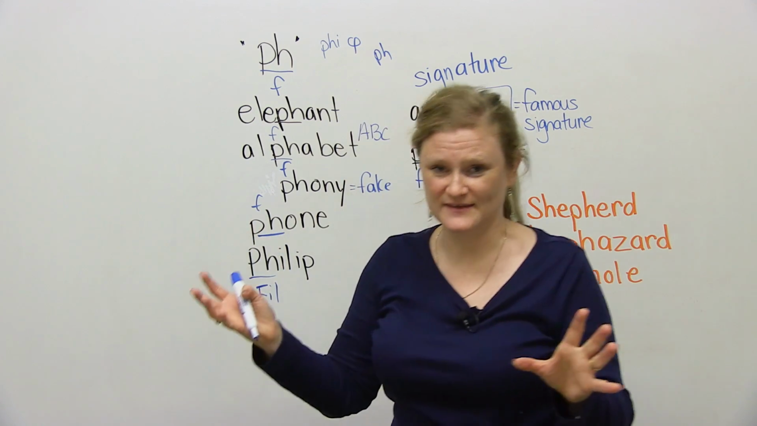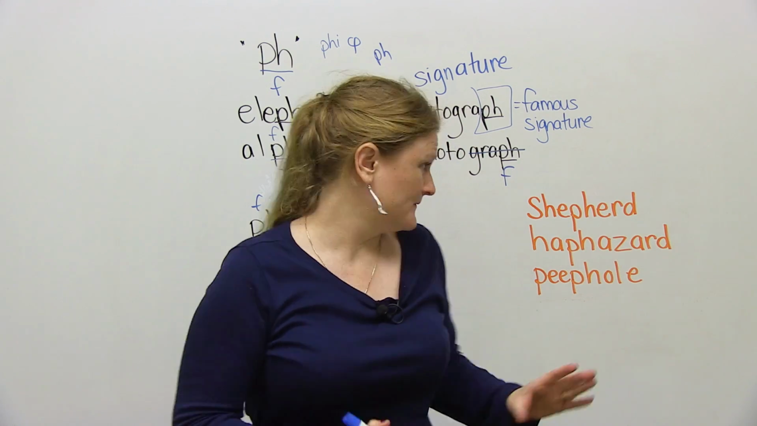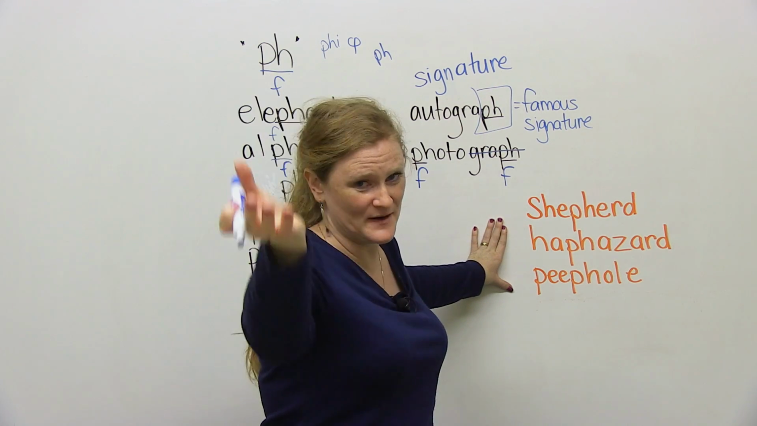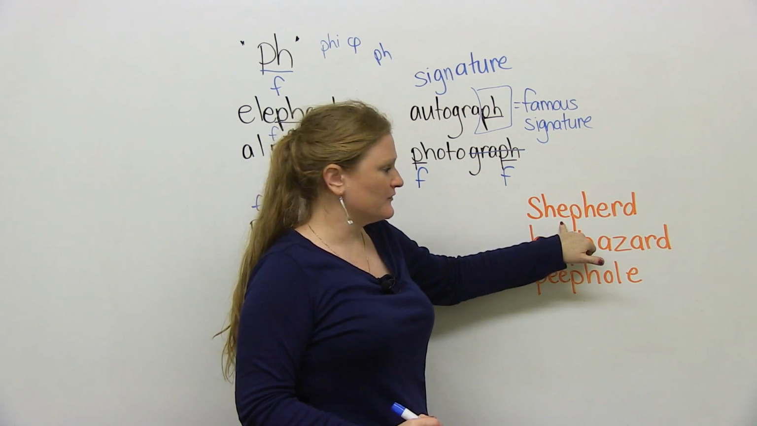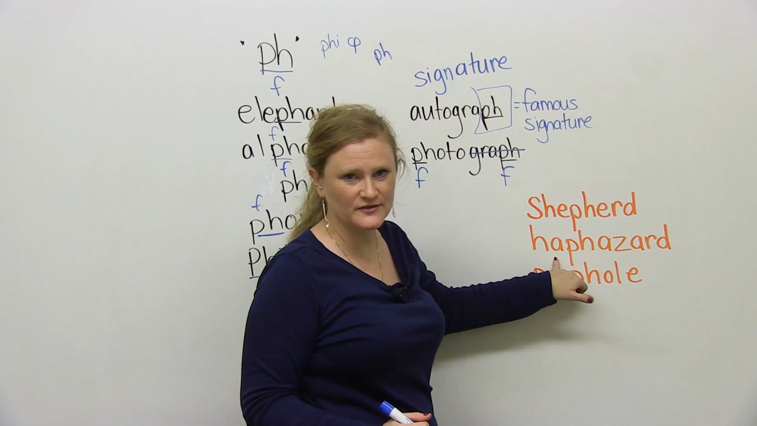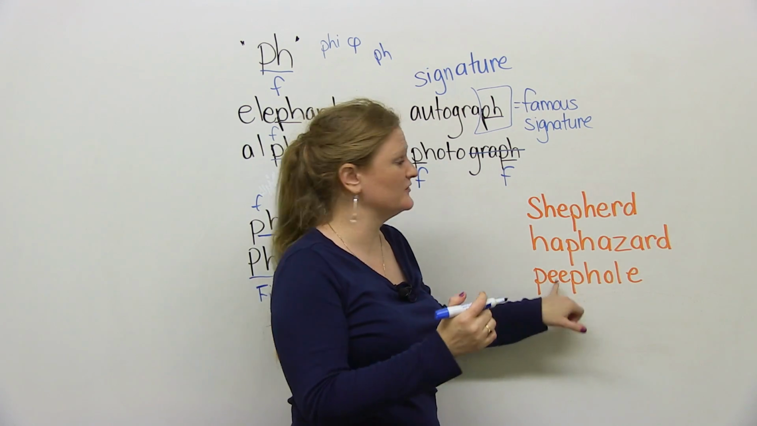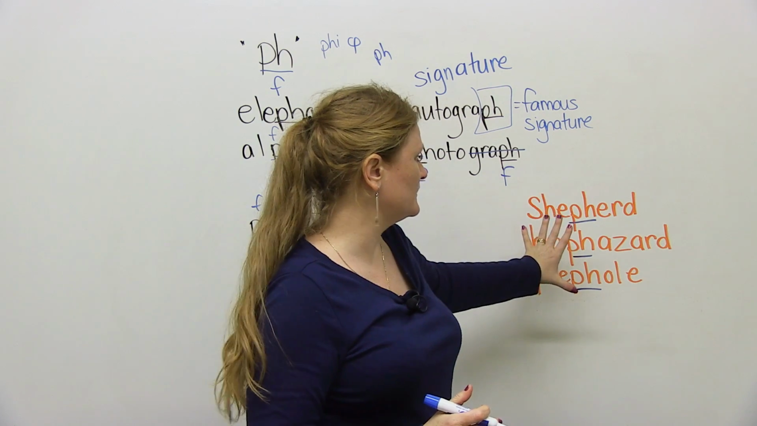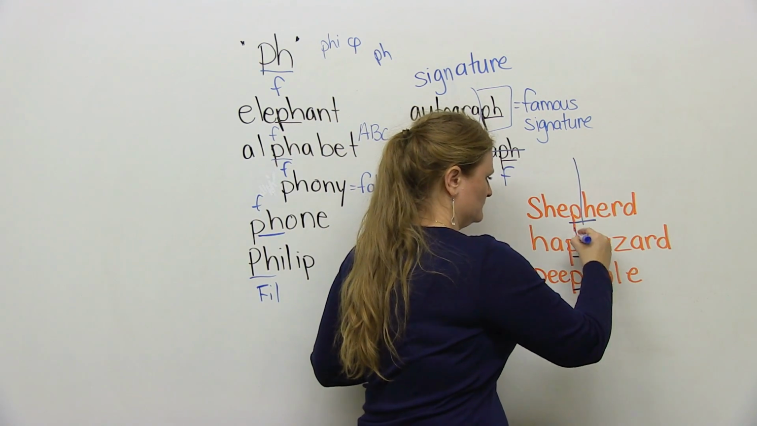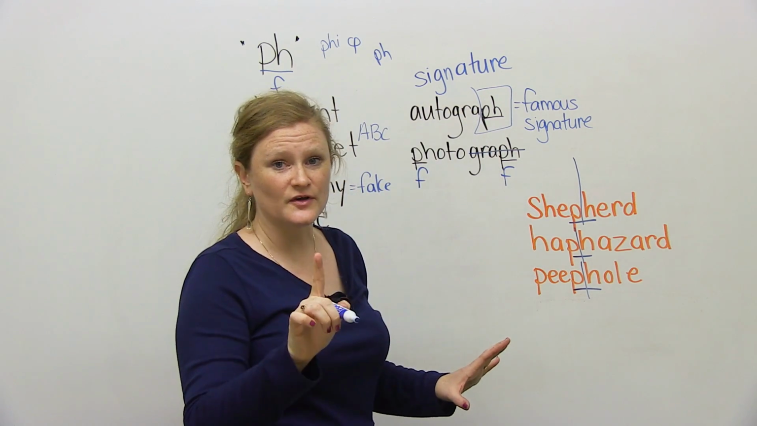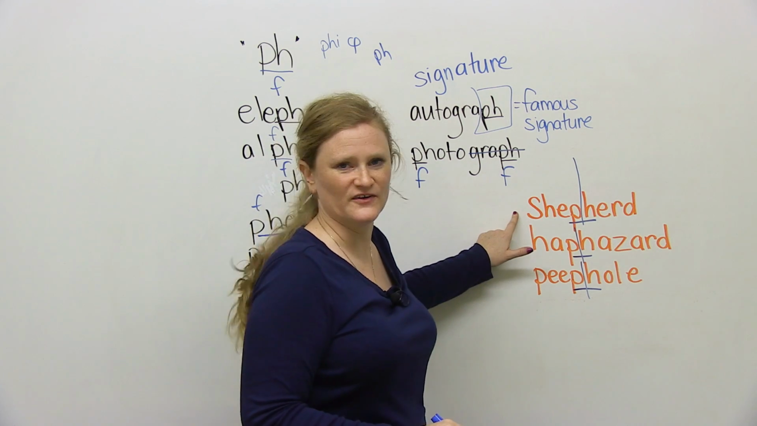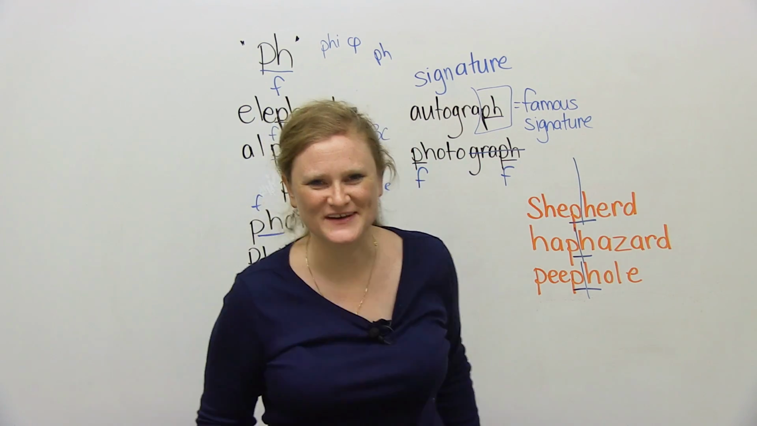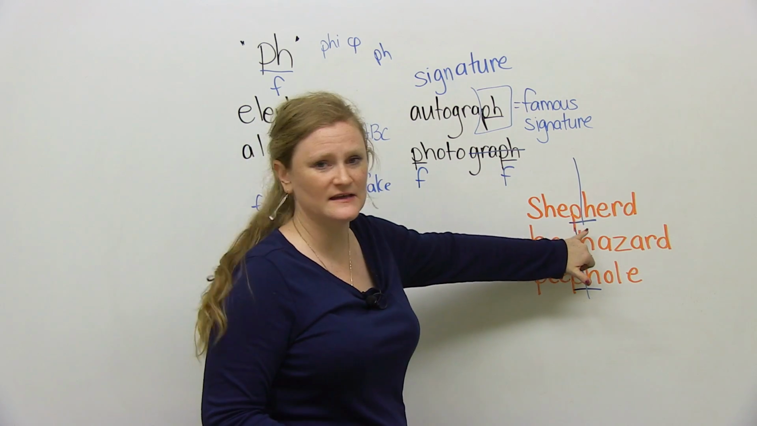But like everything in English, there are exceptions. Now, the ones that I can just think of off the top of my head are these words. The first word is shepherd, haphazard, and peephole. These words do, as you can see, have the PH in them. But in these words, we actually separate the P and the H sound. So we do not say shepherd or haphazard or peephole, which sounds funny, doesn't it? We actually have to separate the P and the H sound in these words.